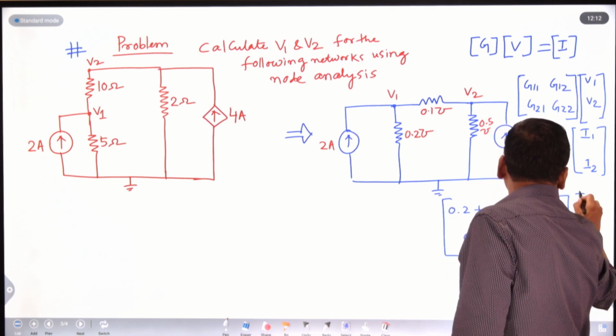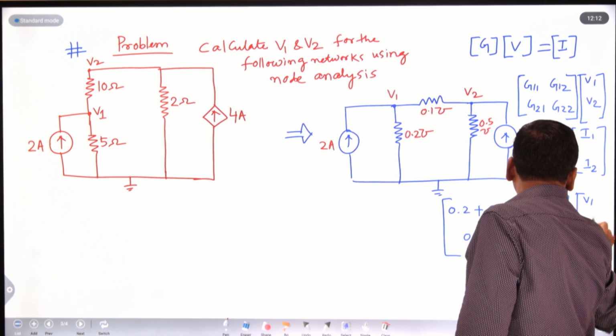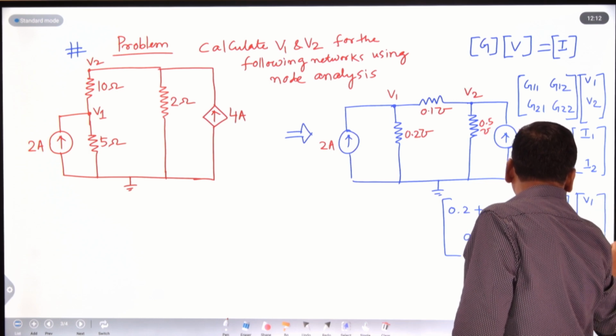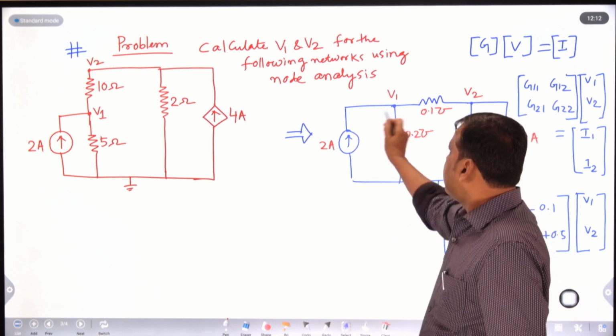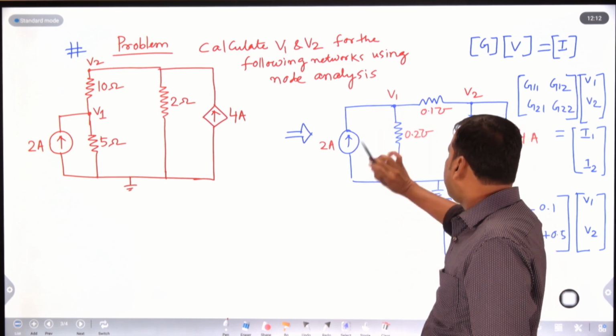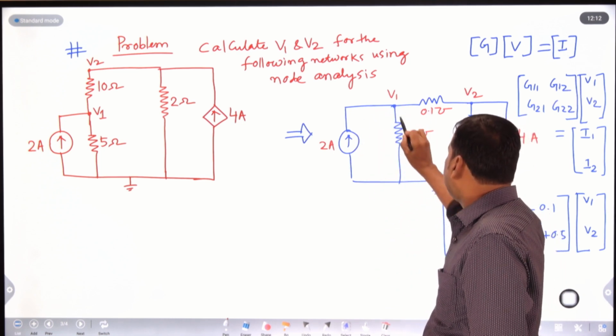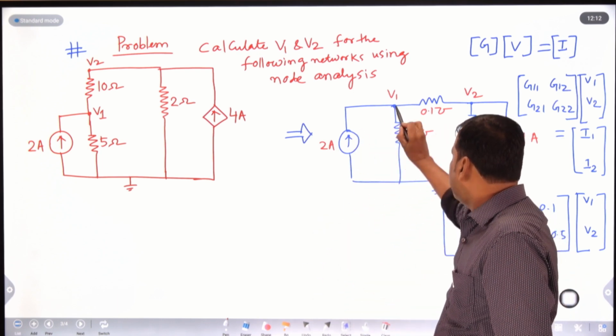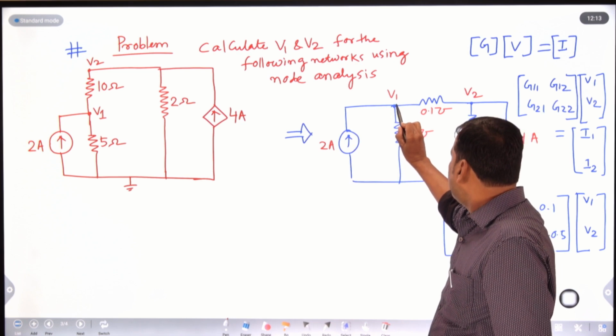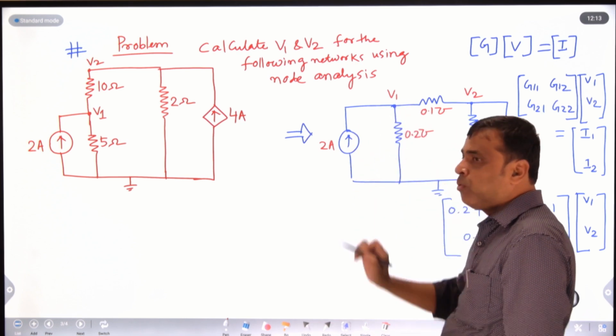V1, V2. Okay, then equal to current. Only one current, that is your incoming current 2. There is no incoming or outgoing current considering node 1. Only one current, that is your 2 ampere. If you find in node 1 there is only one current, that is your 2 ampere.